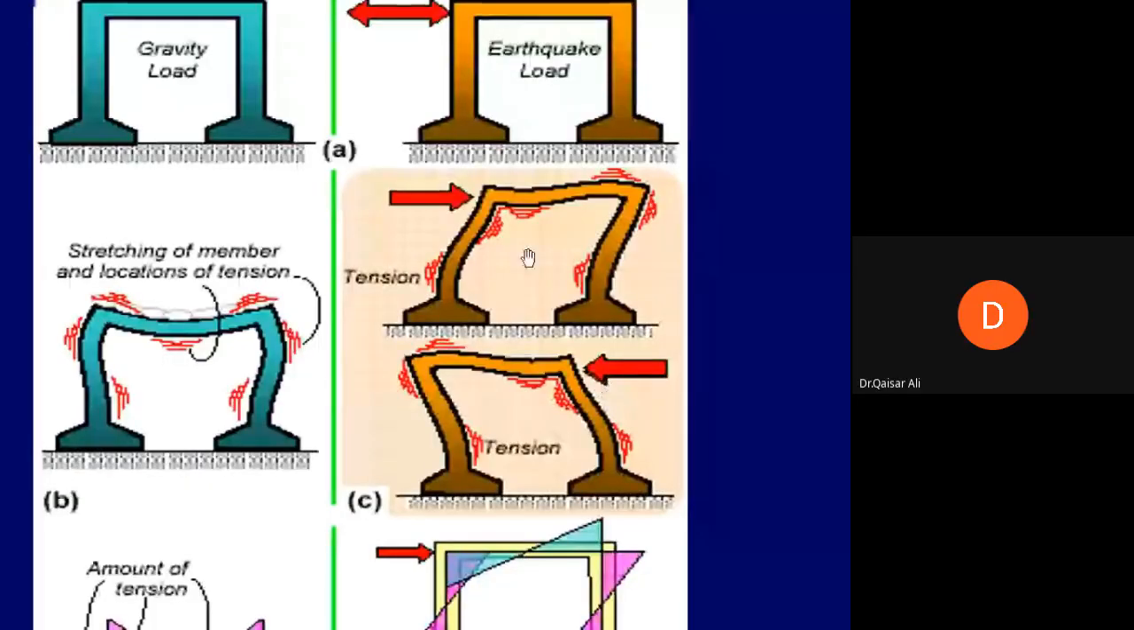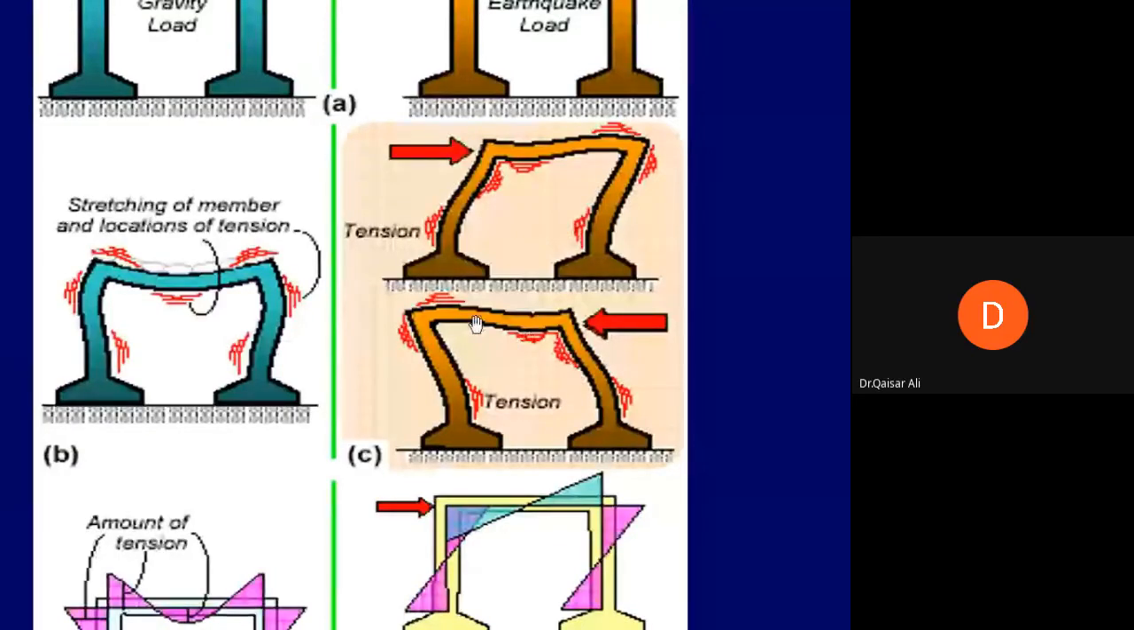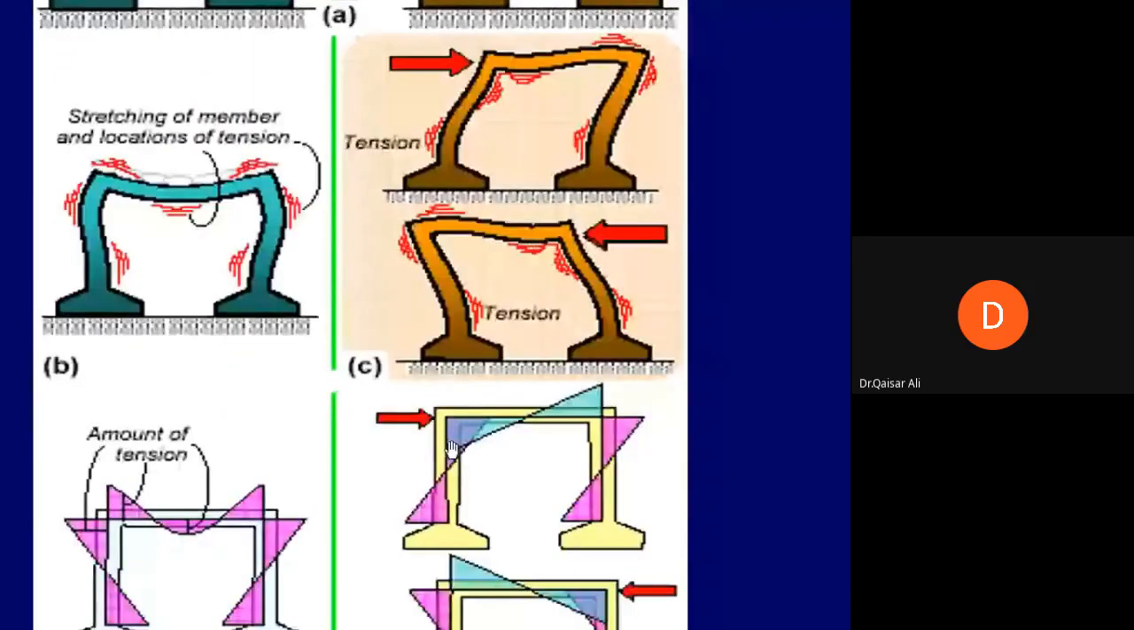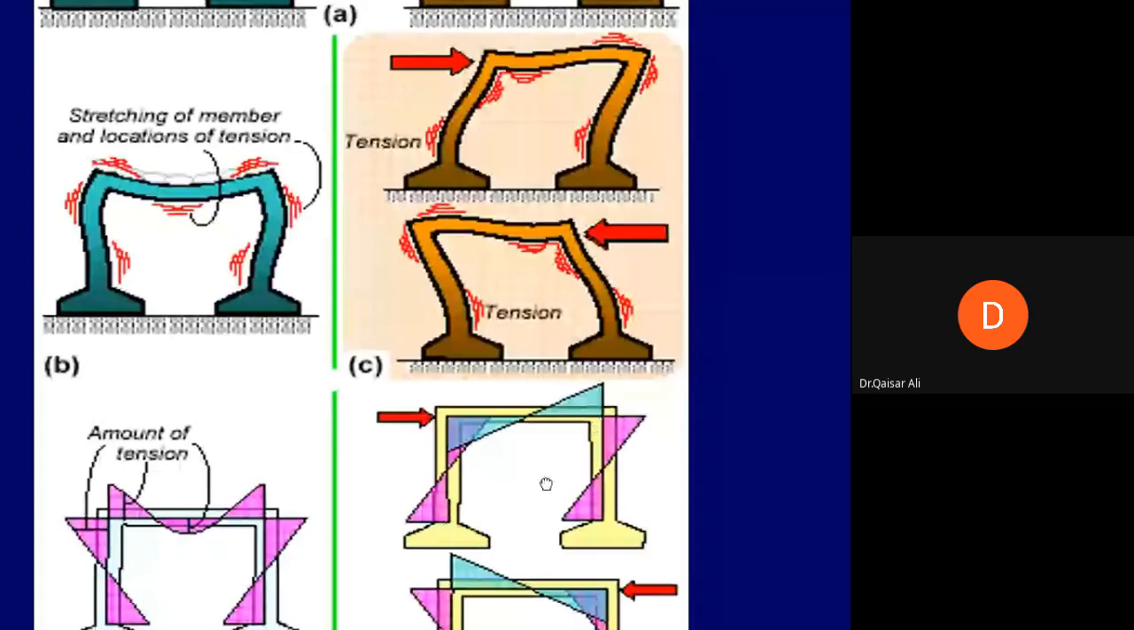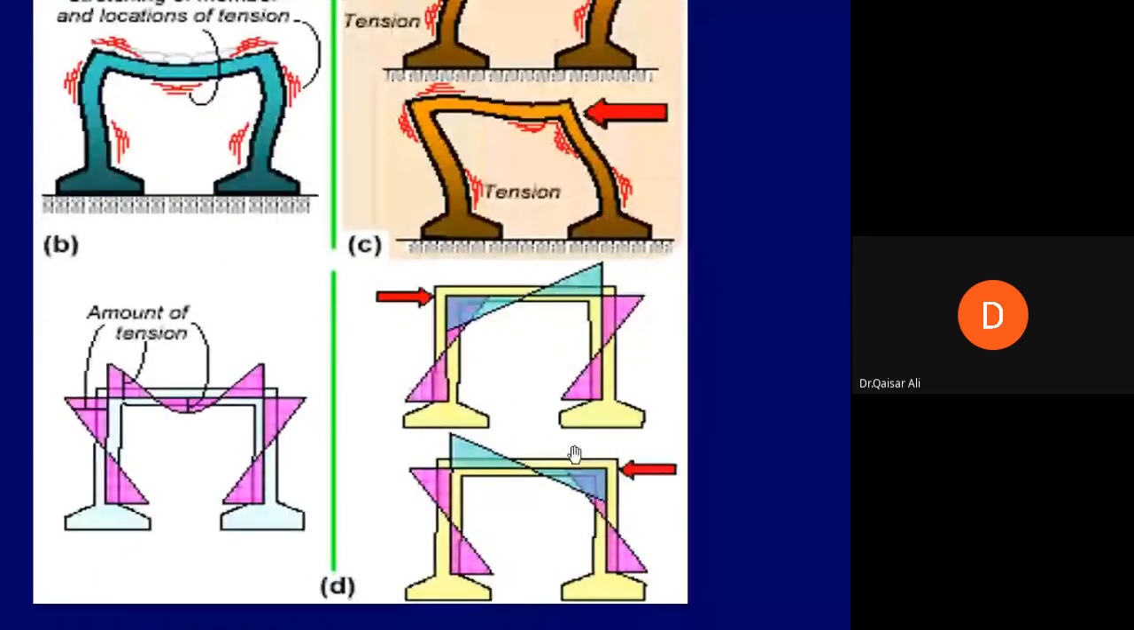And because in an earthquake the building will vibrate back and forth, when it moves from right to left, the direction of the tensile stress will change. The final bending moment diagram will be like this for the beam, and this bending moment diagram will be for the columns. And this will be the bending moment diagram when the frame moves from right to left.